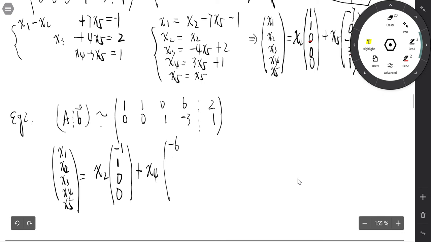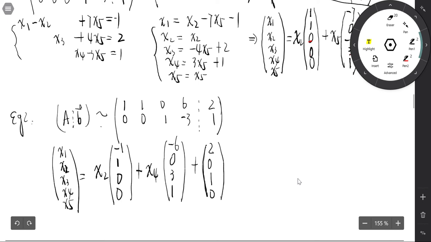For x2 it is 0 because x2 and x4 are both free variables. And x3 here is negative 3, we change to just 3. And x4 is itself. And the constant part, this 2 is corresponding to x1, so that's 2, and this 1 corresponding to x3, that's 1. The free variables are 0, so the solution is here.